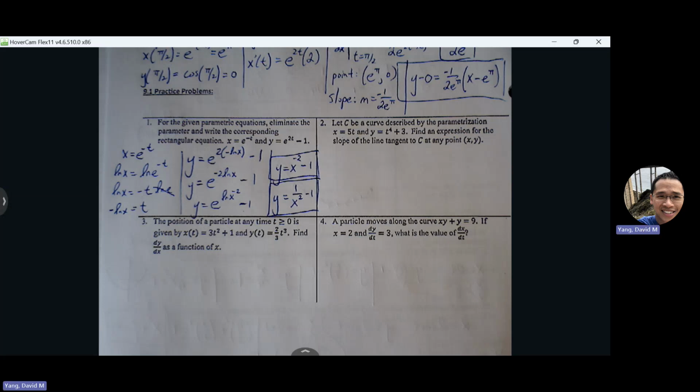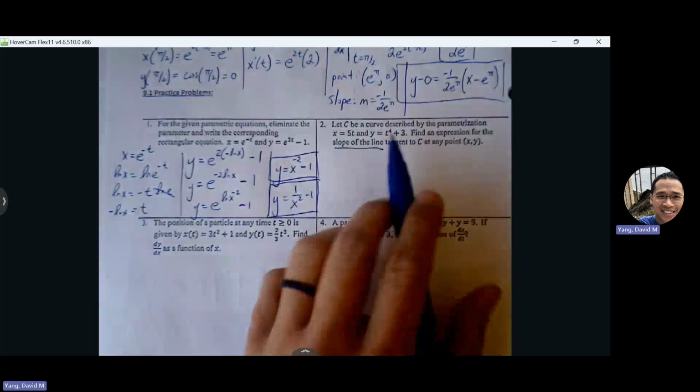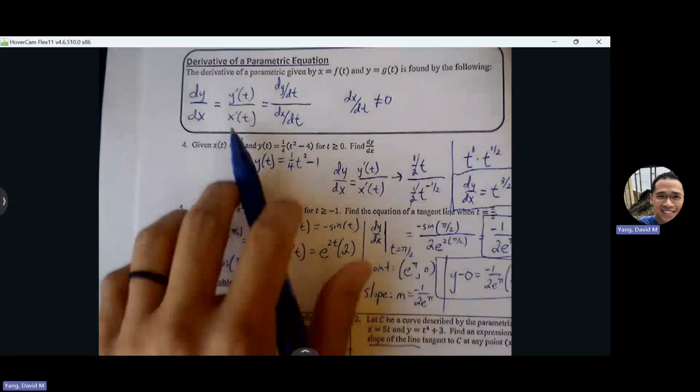For number 2, find an expression for the slope. So let's just do y prime over x prime. We're just following this formula here.